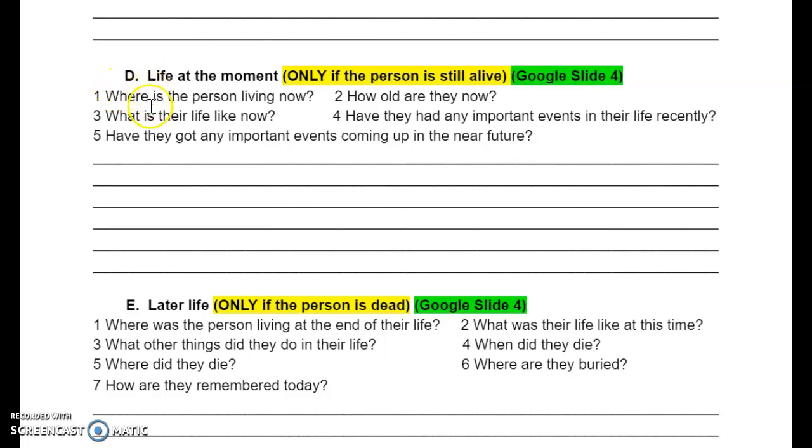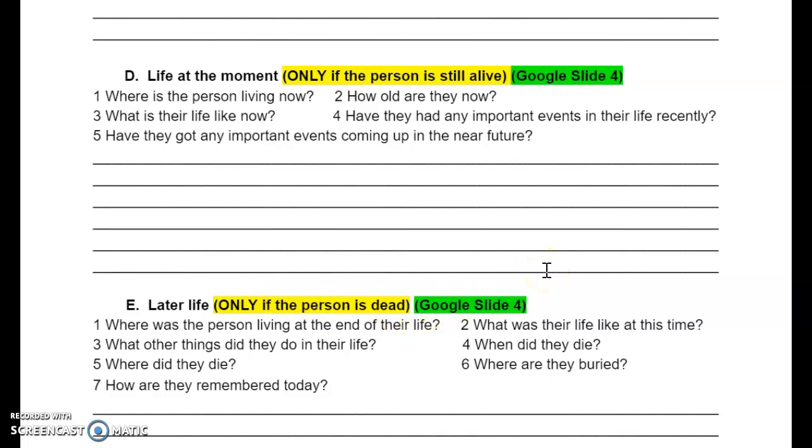So questions for D, where is the person living now? How old are they now? What is their life like now? Have they had any important events in their life recently? Have they got any important events coming up in the near future? Remember, D is if they're still alive. E is if they are dead.